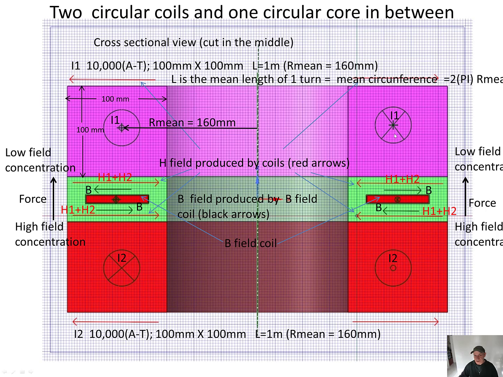Here on this side, the current is going into the page. Here the current is coming out of the page. And both produce an H field. The 2H field is the red arrow going from left to right on both sides. But the B field is reversed, going from left to right on top and from right to left on the bottom. Again, there's a higher concentration here, lower concentration there, so the force is from bottom to top. So I2 is 10,000 ampere turns, the same as I1, 100 millimeter by 100 millimeter. The average length is 1 meter, because the mean radius is 160 millimeters. This was chosen on purpose, that's what we designed.